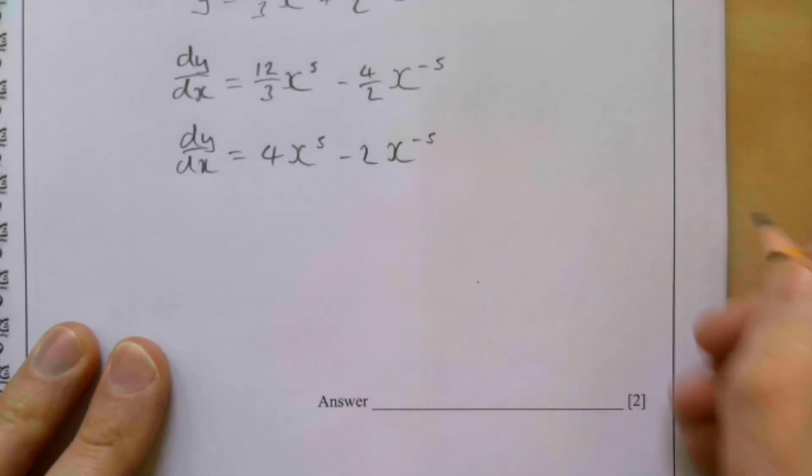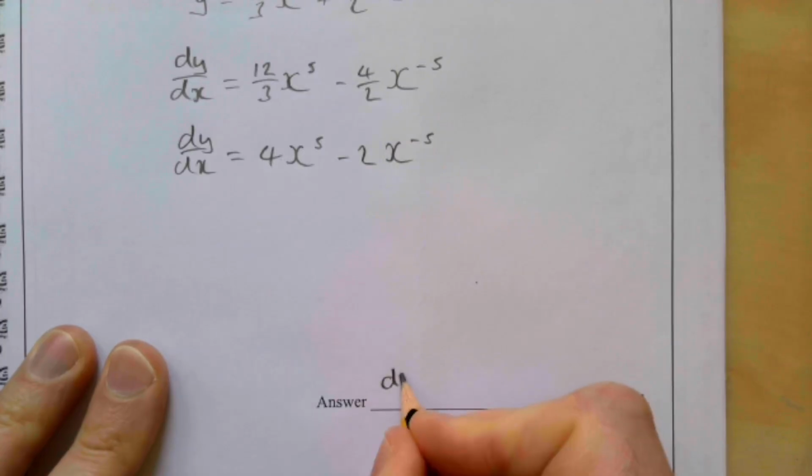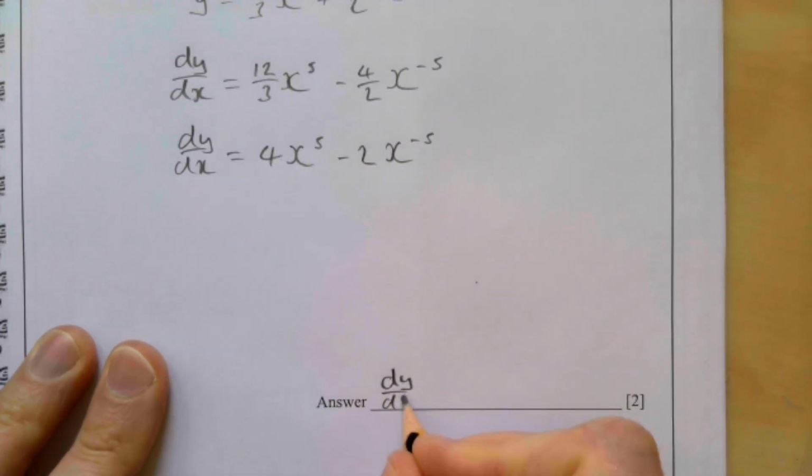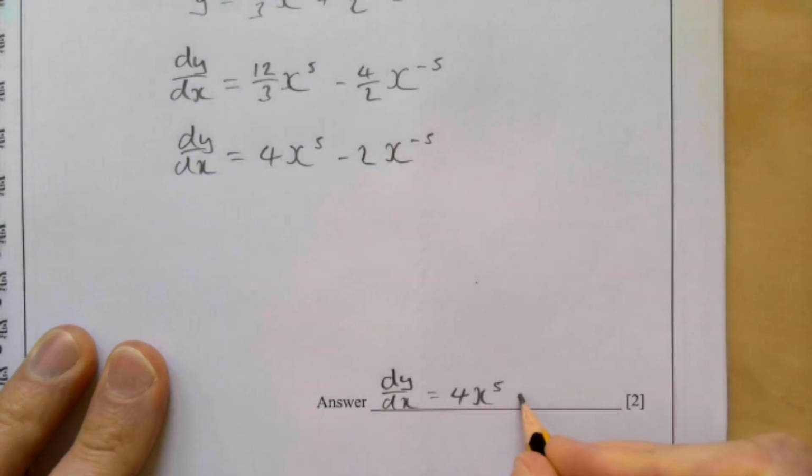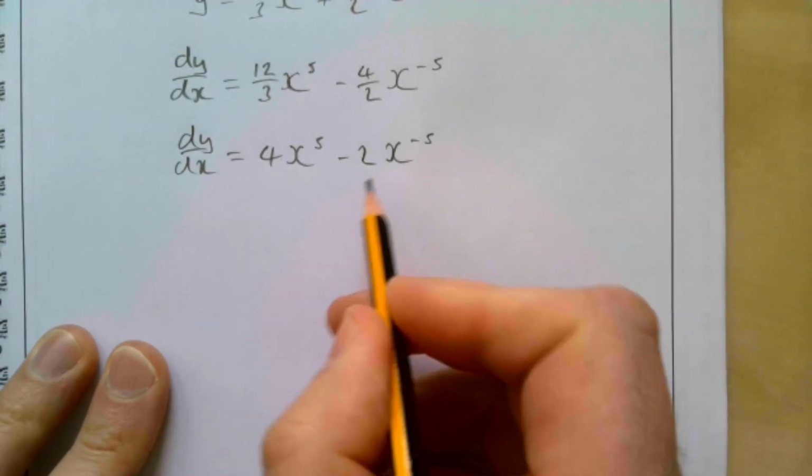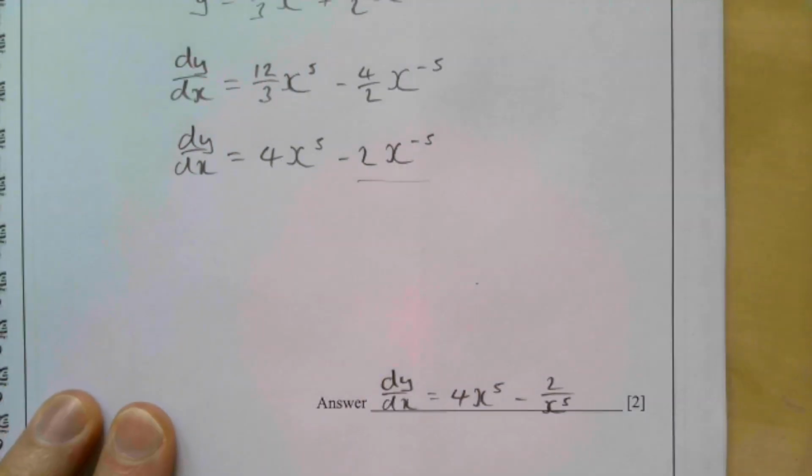And if you want, you can bring that one then back down to the bottom. So dy by dx equals 4x to the power of 5 minus 2 over x to the power of 5. They will accept this answer though.